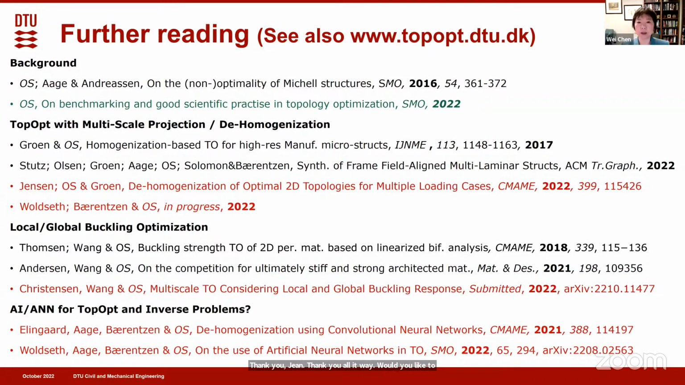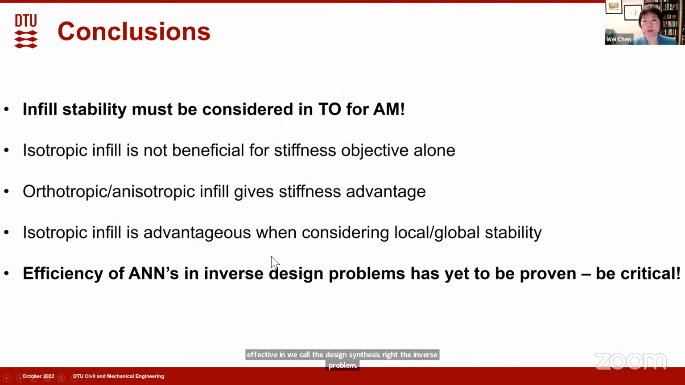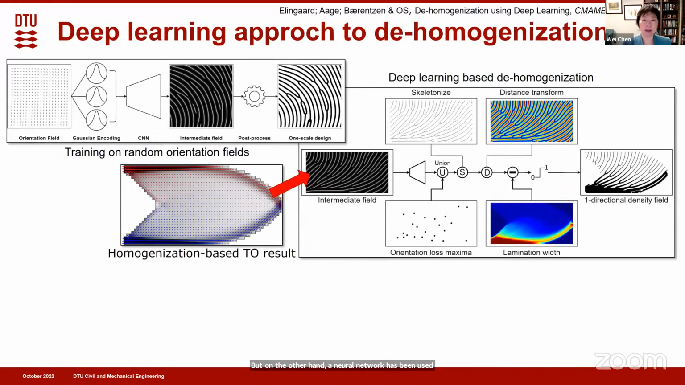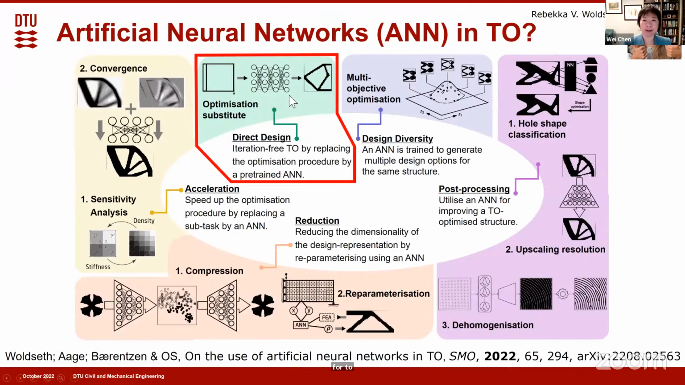Yeah. So first, really enjoying all this talk. I managed to come back from another webinar to listen to you. And I kind of agree with you that deep learning and those methods don't prove to be effective in what we call design synthesis, the inverse problem. But on the other hand, a neural network has been useful to surrogate analysis models, like finite elements, which I think is in one of your slides. So I agree with that statement you made.